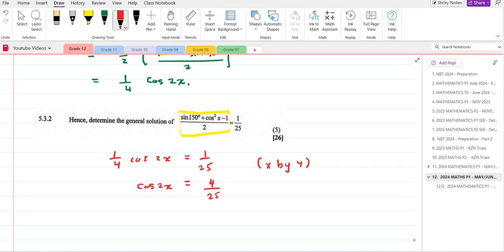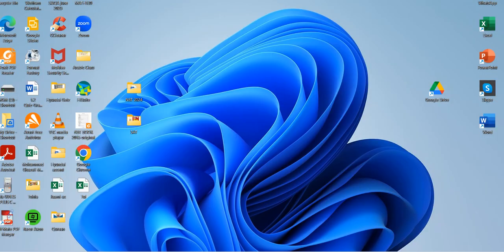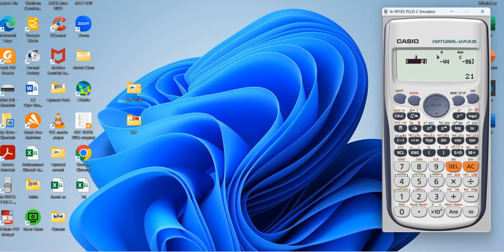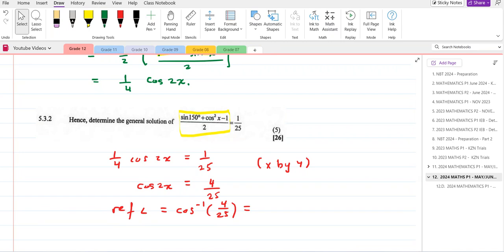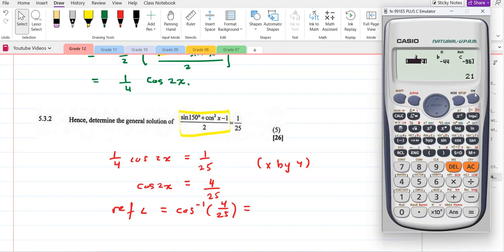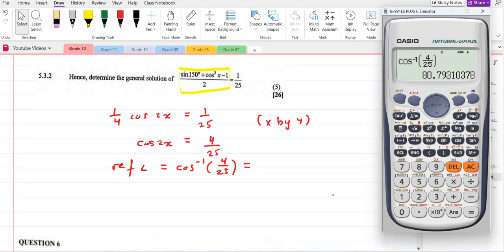Right, so now we want to find the general solution, so we're going to find a reference angle. Reference angle is cos inverse 4 over 25, and what's cos inverse 4 over 25? I'm just going to pop my calculator quickly, right? Because we want to find what's cos inverse 4 over 25. Mode 1, shift cos 4 over 25, right? And that's equal to 80.79 degrees.